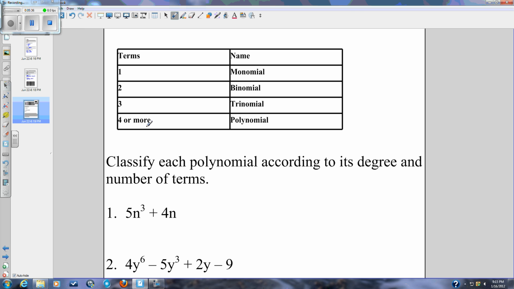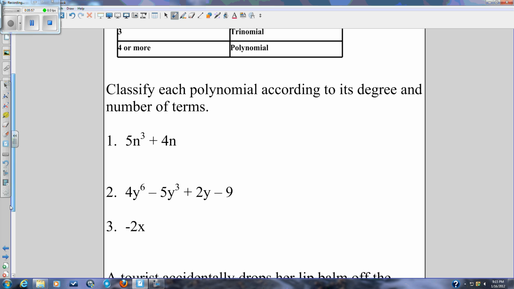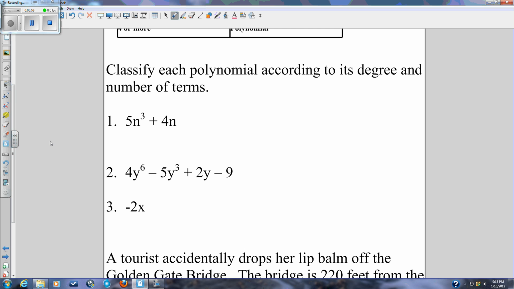Moving on to our next page, we can classify polynomials according to the number of terms that they have. If a polynomial has one term, it's called a monomial. 2 terms is a binomial. 3 terms is a trinomial. And if it has 4 or more terms, it is a polynomial. So we want to classify each polynomial according to its degree and number of terms.